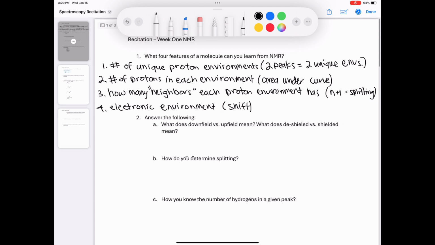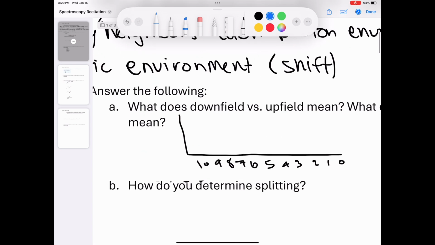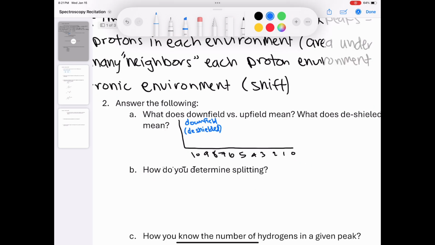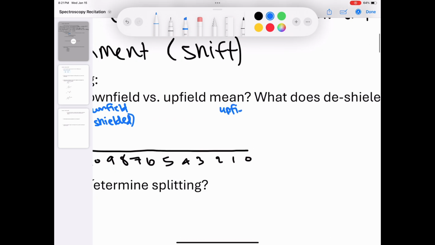Question 2 asks us, what does downfield versus upfield mean, and what does deshielded versus shielded mean? So I'm drawing kind of just a rough sketch of an NMR graph. Over to the left side, this is going to be downfield, so the larger numbers, more towards the left, this is downfield. It corresponds with being deshielded or less electron density.